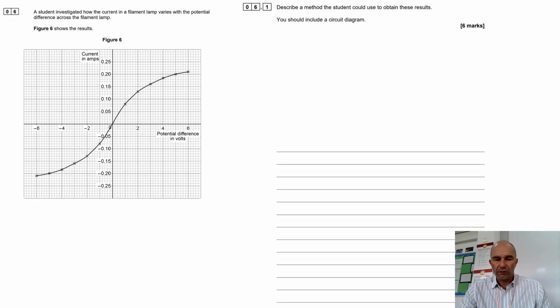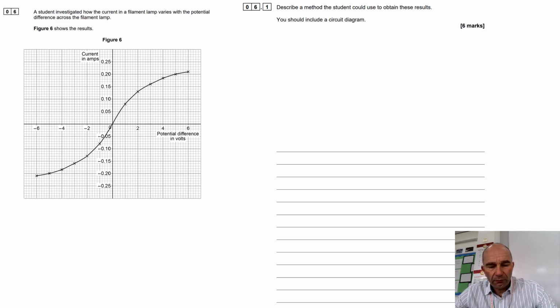Okay, question 6. So we're on to the electricity topic now. We've got another 6 marker. So we've got a student investigating how the current in a filament lamp varies with the potential difference across that filament lamp. And we've got the graph of the results. So that should be a graph you're quite familiar with. Describe a method the student should use to obtain these results. You should include a circuit diagram. Right, so there's a massive clue here. Not only does it say include a circuit diagram, there's also a great big gap of blank space for you to draw it.